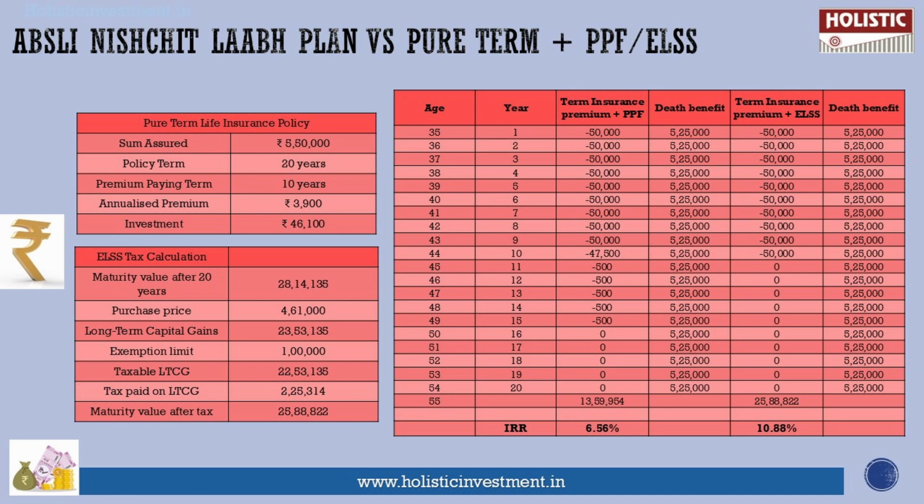So the post-tax maturity value is 25.88 lakhs with an IRR of 10.88%, which is calculated on the post-tax return combined with the pure term policy. So as you can see, the huge difference between your ABSLI Nishchit Laabh plan maturity value and the maturity value shown in the ELSS mutual fund with an IRR of 10.88%, which is definitely an inflation beating return, which will help you in accumulating wealth in the long run. So this accumulated corpus from these investments can help you achieve your financial goals.